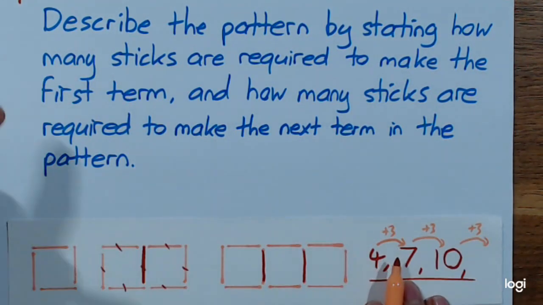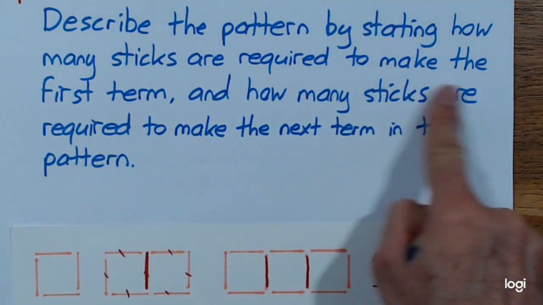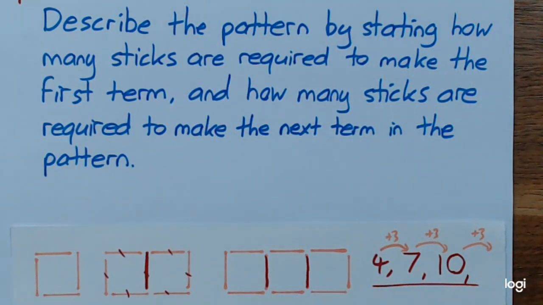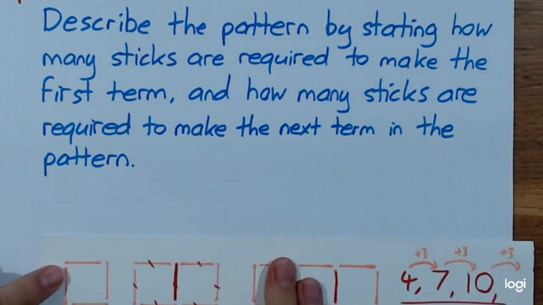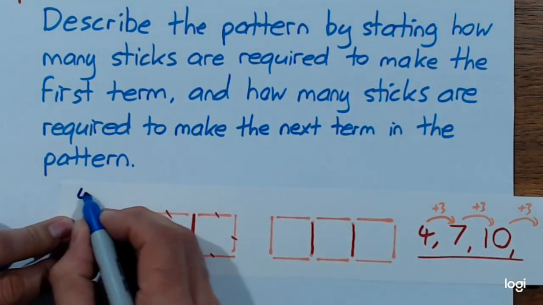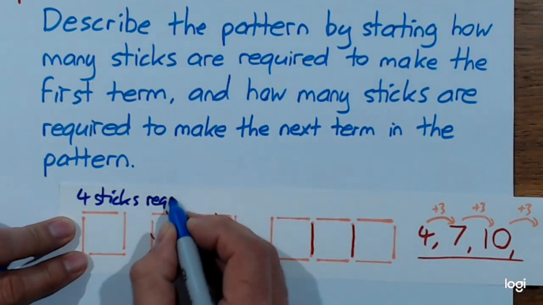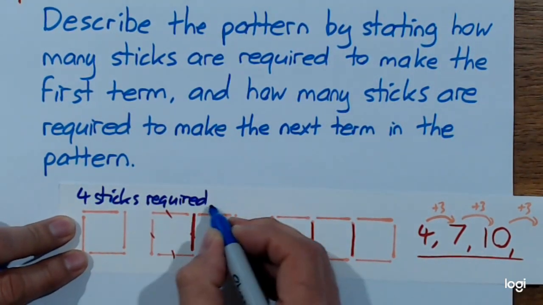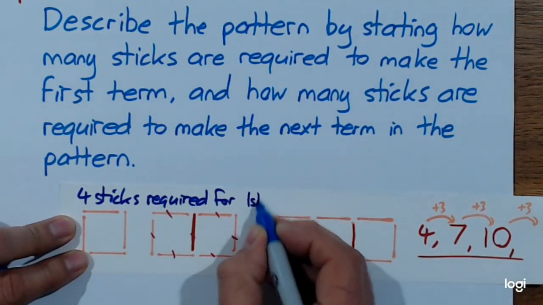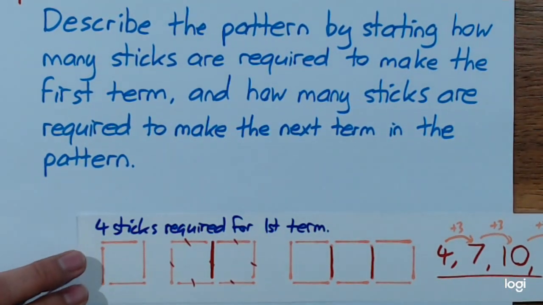So to answer this question, there are 2 parts. It says state how many sticks are required to make the first term. Okay, so let's do that. I'm going to answer this one. In this case, 4 sticks required for the first term. Right, that's the first part of the answer.